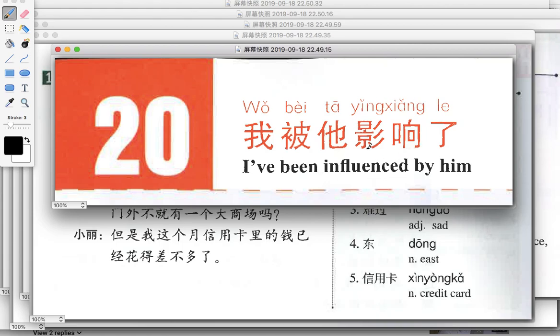影响 is to influence somebody, to affect somebody, right? Doesn't have to be a positive effect. Could be bad as well. Right, so let's get into the text.